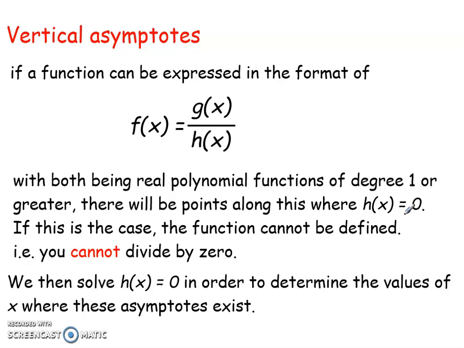Think back to the tan one again. We had sin over cos, and at 90 degrees cos was equal to 0. We knew it approached the asymptote there. So if we take h(x) equal to 0 and solve it, what we're then able to do is determine the values of x where these asymptotes exist. So we can determine which values of x give the asymptotes, so we know where they are on the graph.